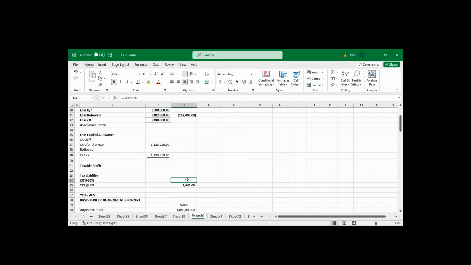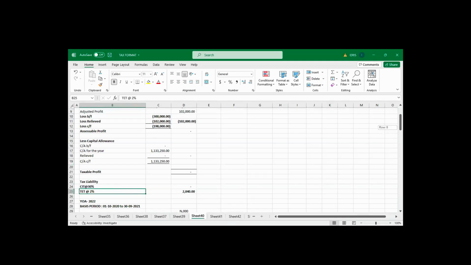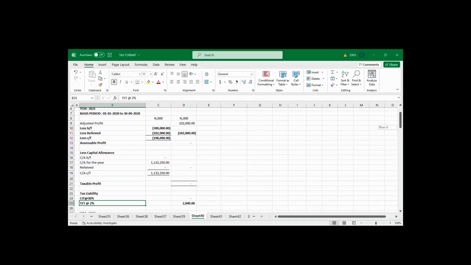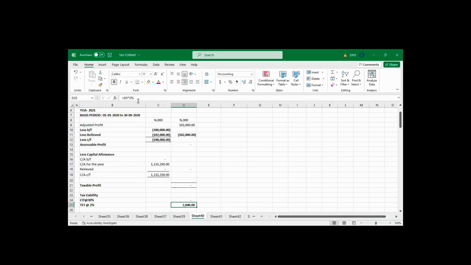CIT, nil, because I don't have any total profit or taxable profit. But TET, education tax, is going to be 2% of what? Adjusted profit. 2% of adjusted profit, and it's going to give me 2,040. That is the tax liability for 2021 year of assessment. In 2021, no CIT, but you will pay TET of 2,040.